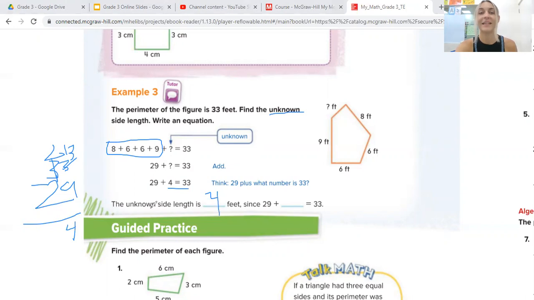Unknown, sorry, I almost heard it wrong. Unknown side length is 4 feet, since 29 plus 4 equals 33. So those are the different types of problems you'll have to solve. Let me walk you through each one.